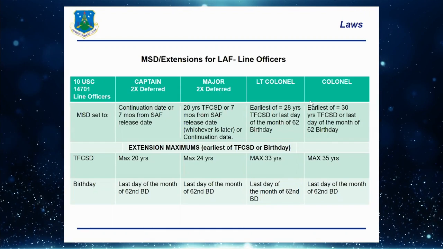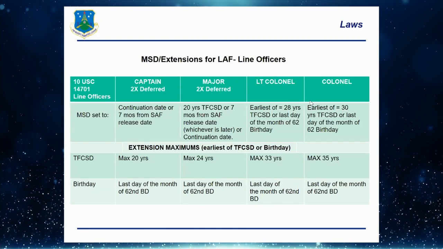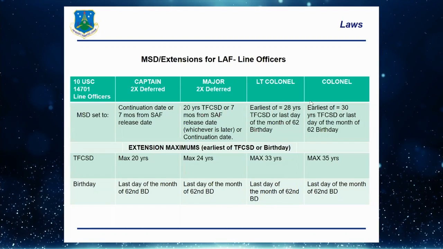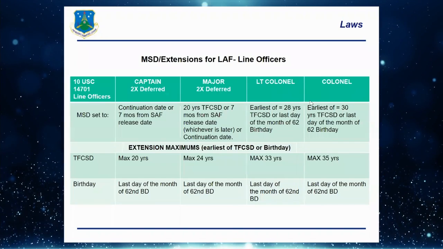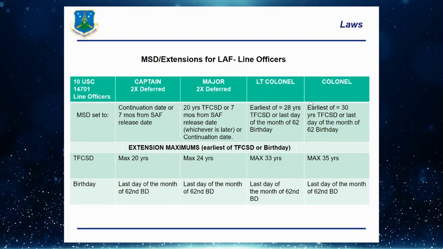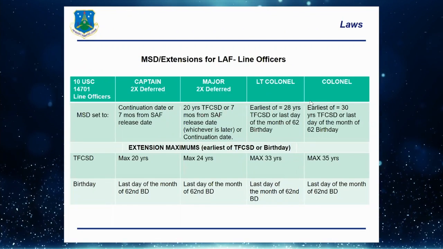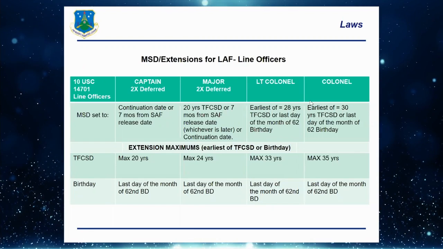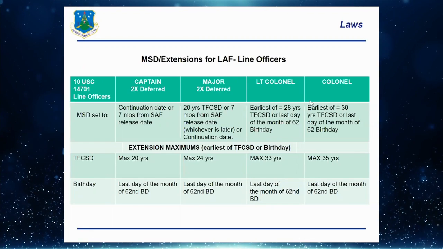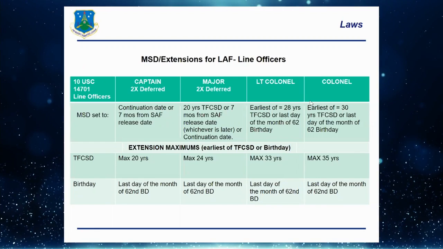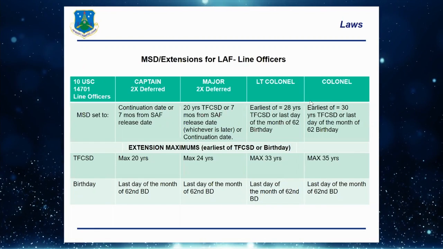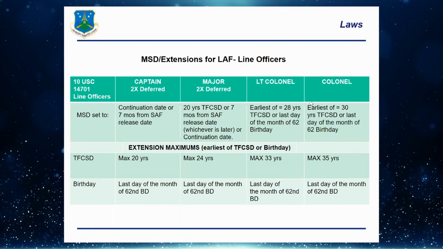Okay, for colonels, the earliest of 28 years commissioning service date or 62nd birthday, the last day of the month, whichever is later. Whichever is earlier, I'm sorry. And the earliest for colonels, the earliest of 30 years federal commissioning service date or the last day of the month of the 62nd birthday.